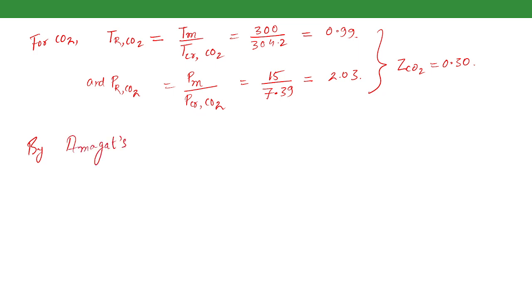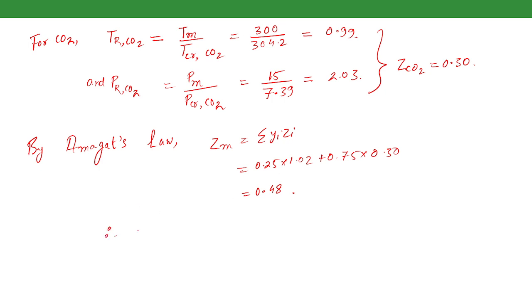Okay. Now, by Amagat's law, we have already determined the reduced temperature and reduced pressure for the individual components. Now we will use these compressibilities to determine the compressibility of the mixture. So Zm is the summation of Yi Zi. So this is 0.25 multiplied by 1.02 plus 0.75 multiplied by 0.30, and this value comes out to be 0.48.